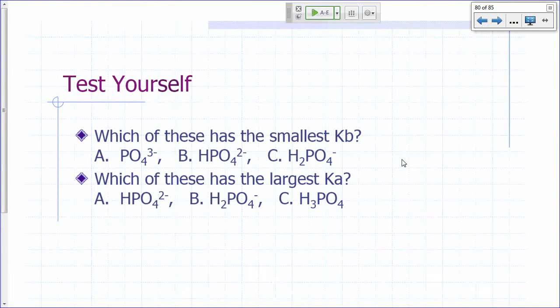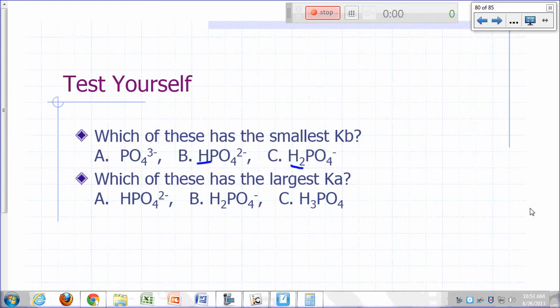So let's try this. You have HPO4 2 minus, H2PO4 negative. They differ in charge and they differ in the number of hydrogens, right? But the size should be more or less the same because hydrogen doesn't make much difference in terms of size. So which of these has the smallest Kb? A, B, or C?